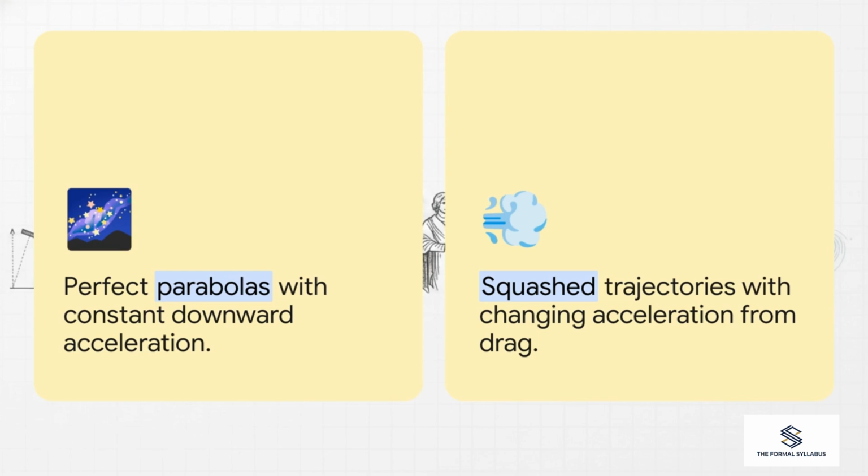You see, in a textbook vacuum, kinematics are perfectly predictable. You get symmetrical parabolas and constant, unchanging downward acceleration. But in reality, we have an atmosphere. Air friction, or drag, completely ruins the perfect math. Drag pushes back against the object, meaning the acceleration isn't just gravity anymore. It's changing constantly depending on how fast the object is moving through the air.